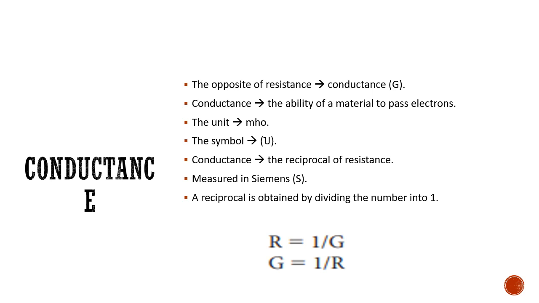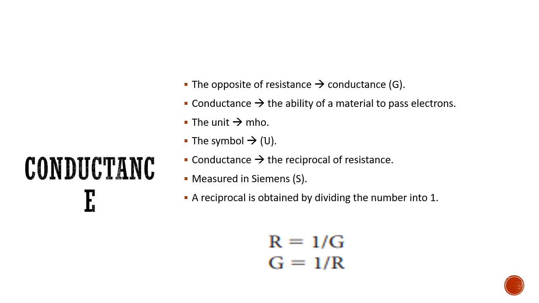Conductance. The term in electricity that is the opposite of resistance is conductance, G. Conductance is the ability of a material to pass electrons. The unit of conductance is ohm spelled backwards. The symbol used to represent conductance is the inverted Greek letter omega. Conductance is the reciprocal of resistance and is measured in Siemens, S.